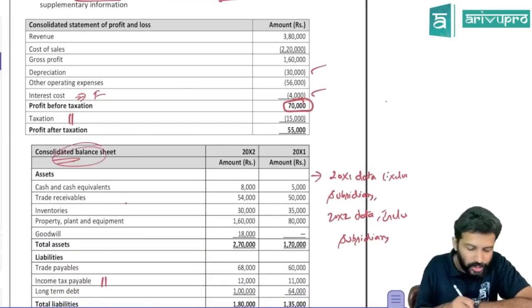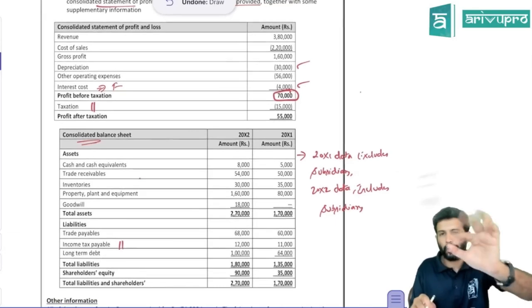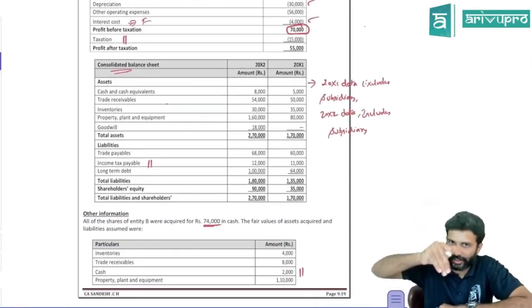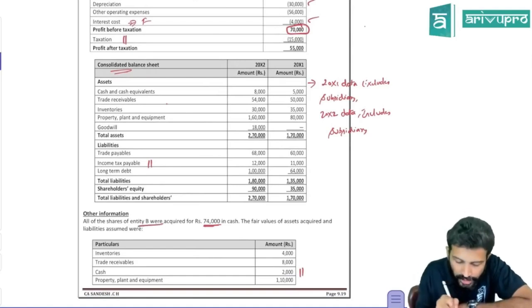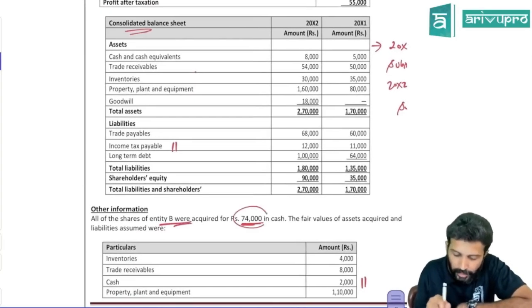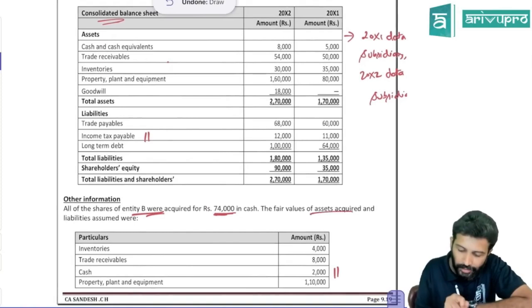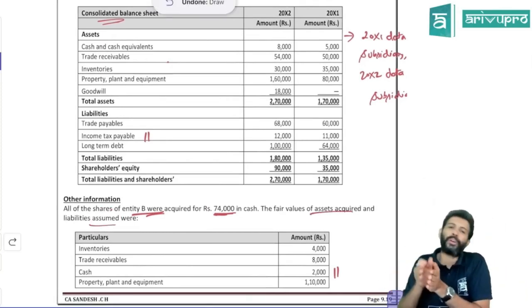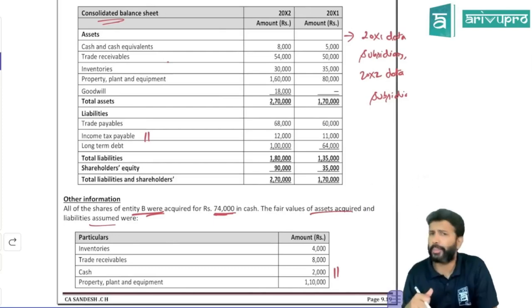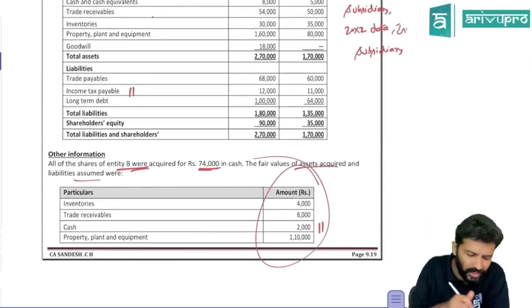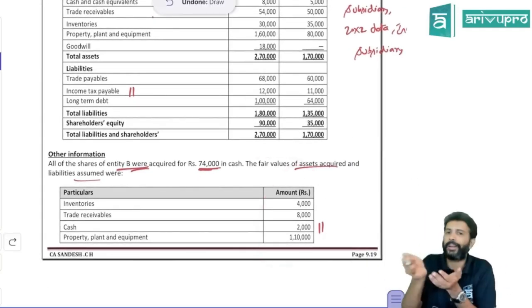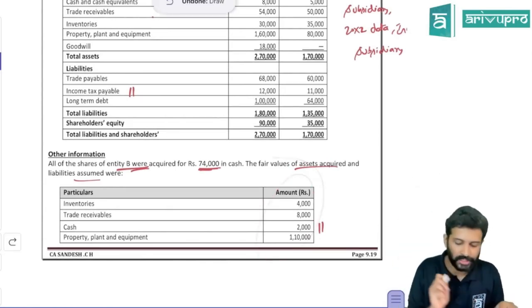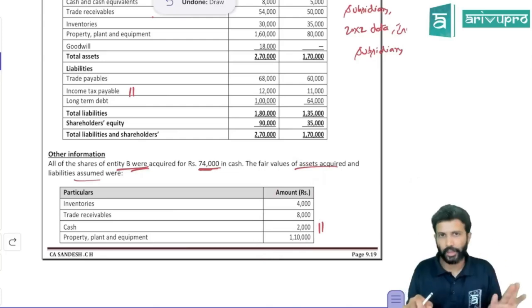If you just check, this is a consolidated balance sheet. Here you need to be really careful. You acquired a subsidiary in the current year. All the shares of the subsidiary company were acquired for 74,000 in cash. The fair value of assets acquired and liabilities assumed were as follows. If you get control over a subsidiary company, all the subsidiary's assets and liabilities you need to show. Obviously, as per Ind AS 103, you have to take over the subsidiary's net assets at fair value. So the fair value of each asset they've given one by one. That is one.